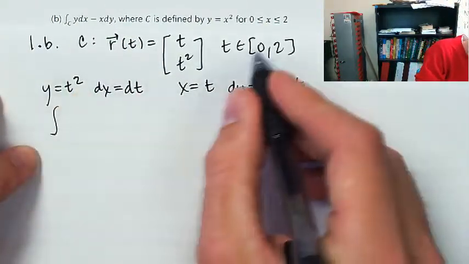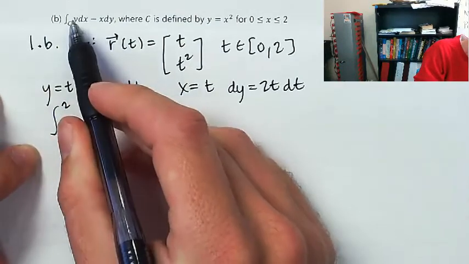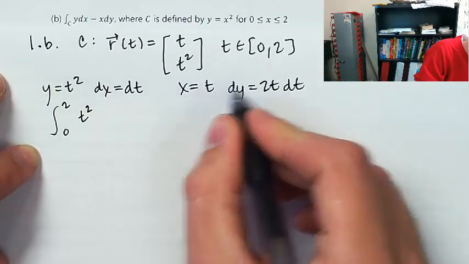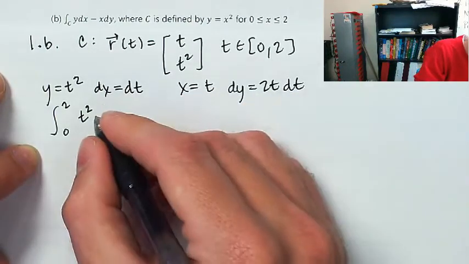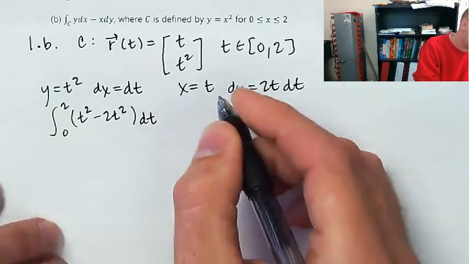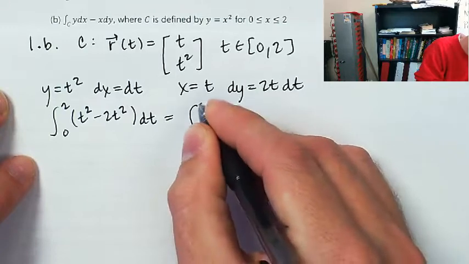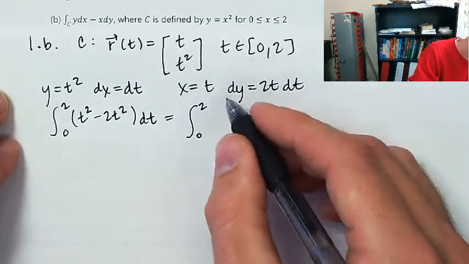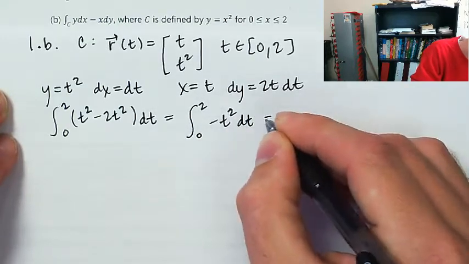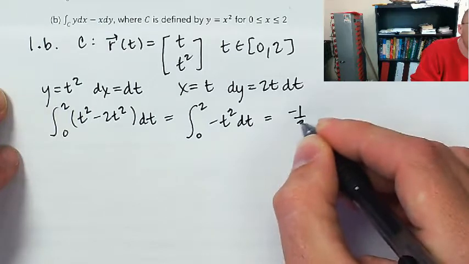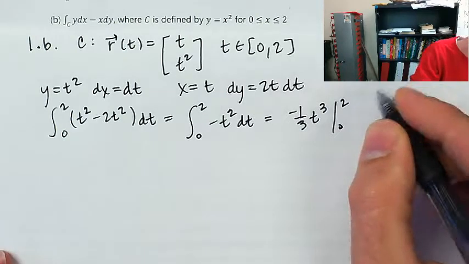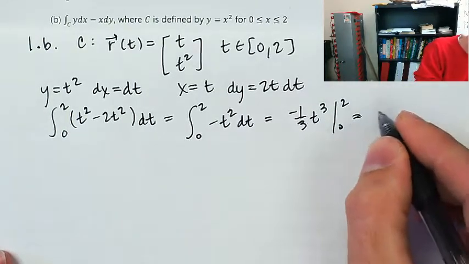This is going to be the integral as t runs from 0 to 2 of y dx, which is t squared dt, minus x dy, which is 2t squared dt. So this is the integral from 0 to 2 of, let's see, negative t squared dt, which is negative 1/3 of t to the 3rd, as t runs from 0 to 2. And so I think that will be negative 8/3.